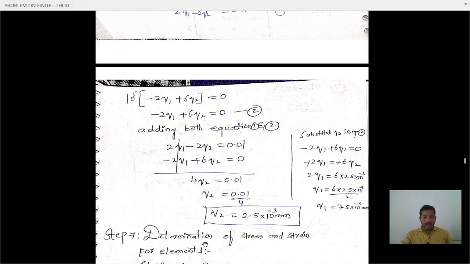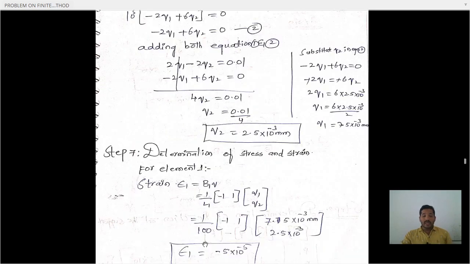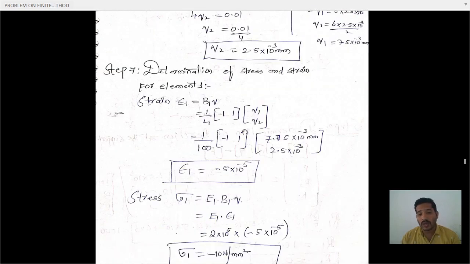After getting the nodal displacement values, we need to find out the stress and strain values. How to find out the stress and strain? That is the most important. If you want to find the strain, E1 is equal to B1 into Q, that is 1 by L1 times minus 1, 1 times Q1, Q2. L1 is how much? 100. Minus 1, and the Q1 value we got here is 7.5 into 10 power of minus 3, and the Q2 value is 2.5 into 10 power of minus 3.